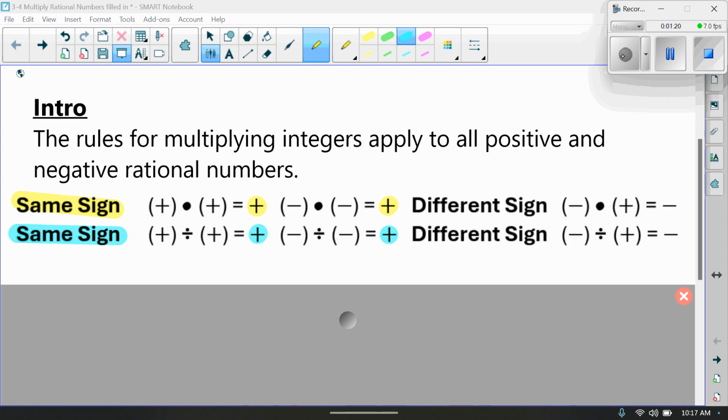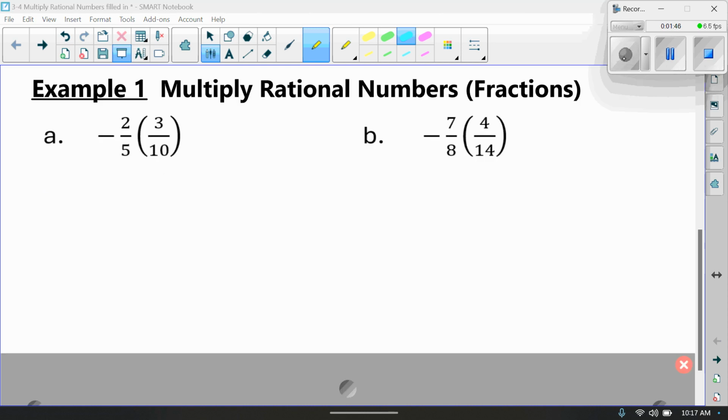So positive times negative is a negative. Negative divided by a positive, negative. Different signs, negative. And again, you guys, let me highlight this. The rules for multiplication are the same as the rules for division. All right, so for example 1, we want to multiply rational numbers, and we're looking at just fractions, okay?